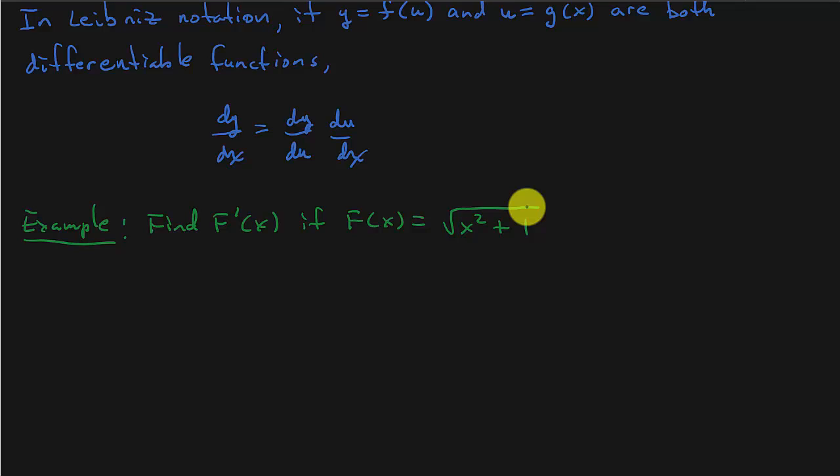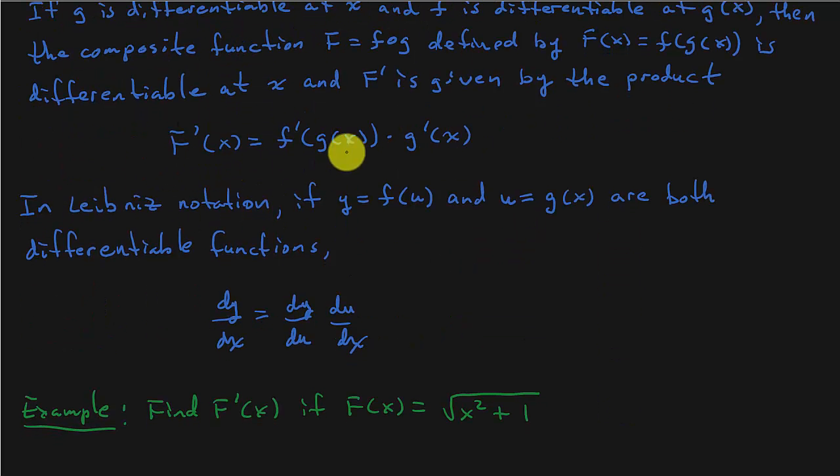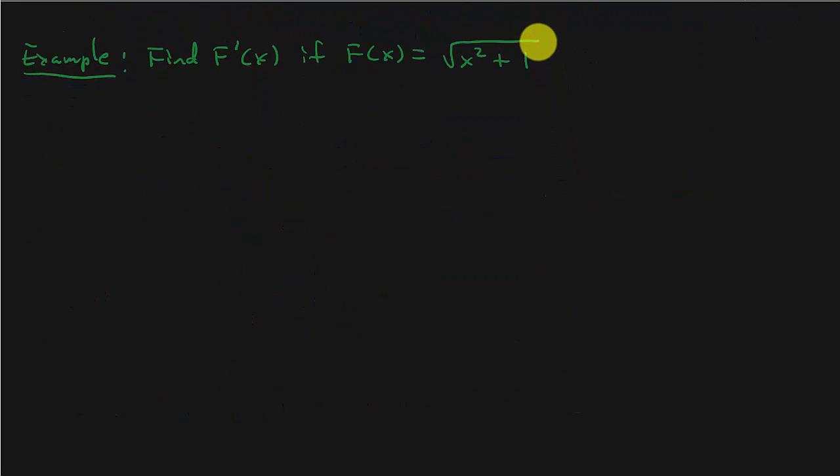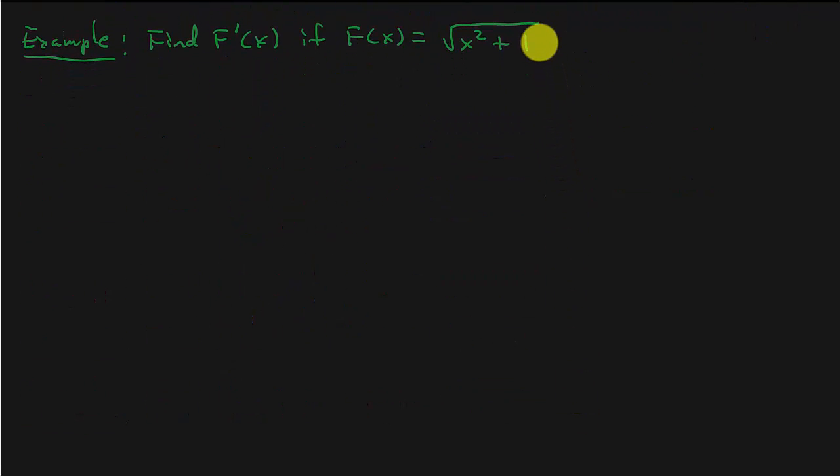All right, so let's go ahead and get started. Let's work it first with this, and then we'll work it again with this. So we've got f of x is equal to the square root of x squared plus 1. Remember, we had that F of x is equal to f circle g of x, which is equal to f of g of x.